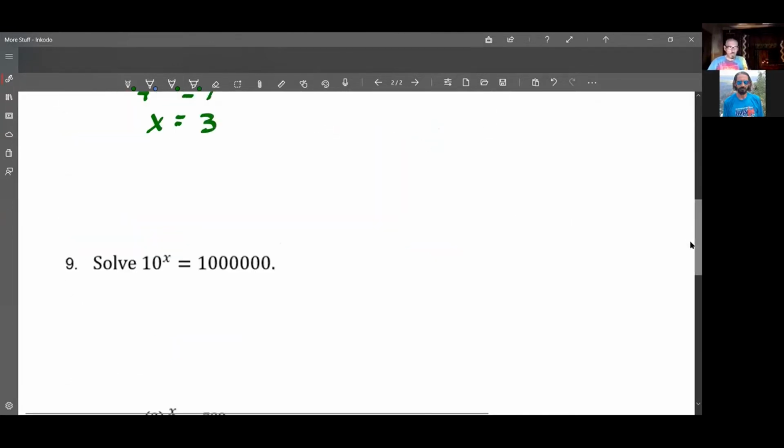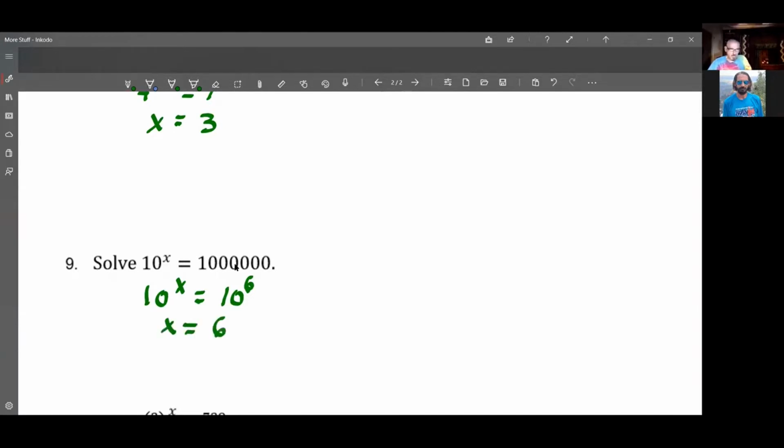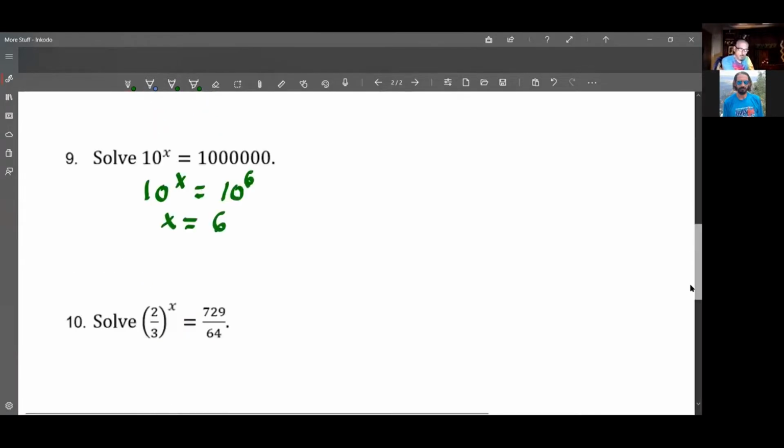Y equals 10 to the x is a 1 to 1 function. We've got a million, or 10 to the 6th, on the right hand side. And because we're dealing with y equals 10 to the x as a 1 to 1 function, equal outputs must mean we can track back to equal inputs and x equals 6.